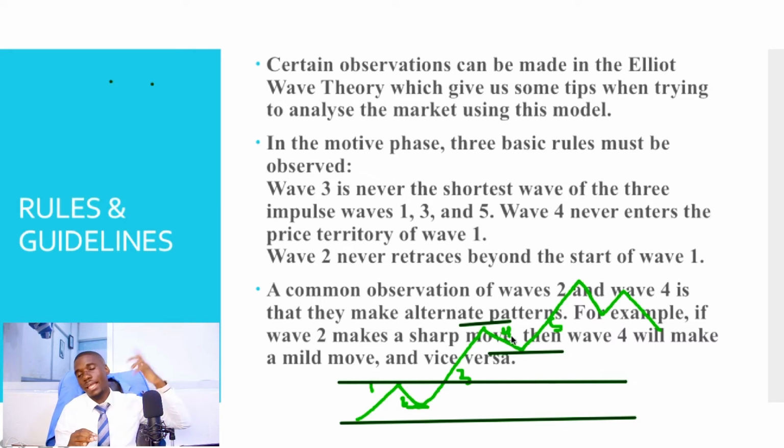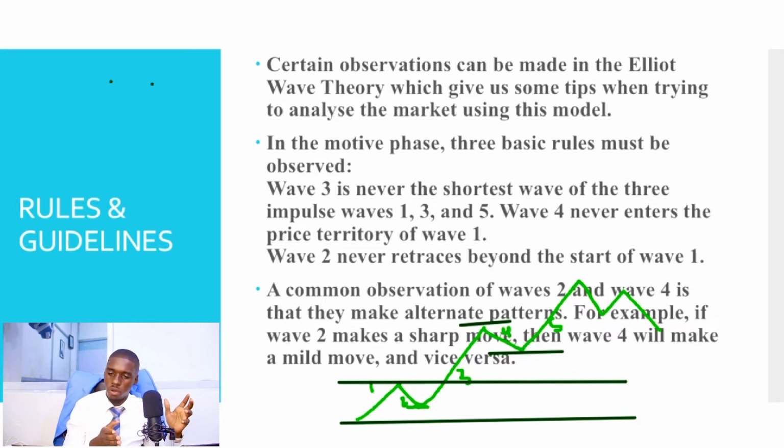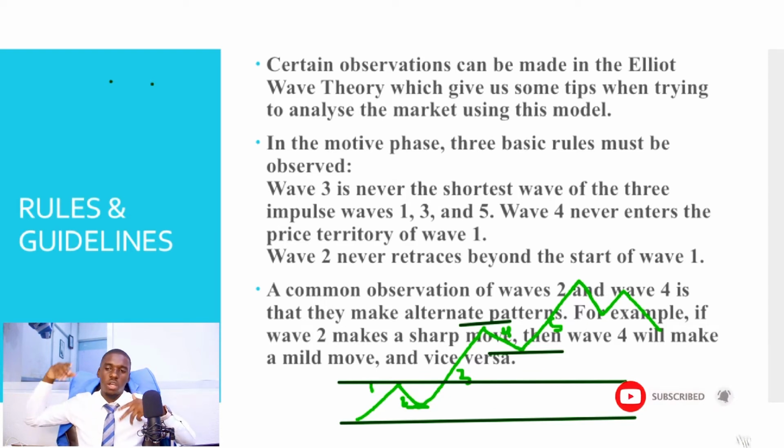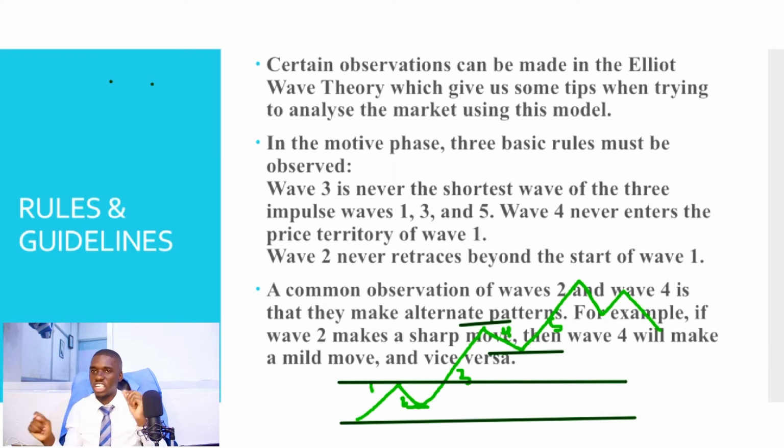They are all, like I've told you, impulse waves that make up the motive phase. So we are saying that if one is sharp, then the other is going to be mild. Okay, what do we mean? That if this one tends to form faster, then the other one will take long to form. So if wave 2 took long to form, then wave 4 will be sharp. In other words, it will form with a sharp formation.